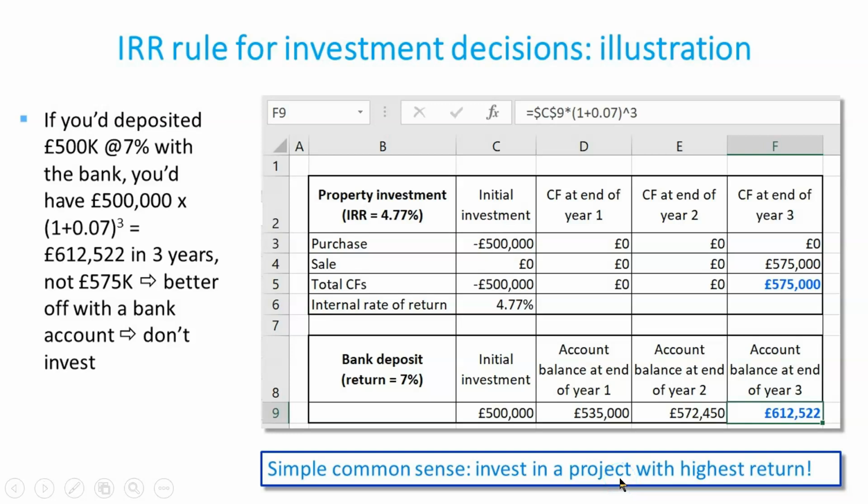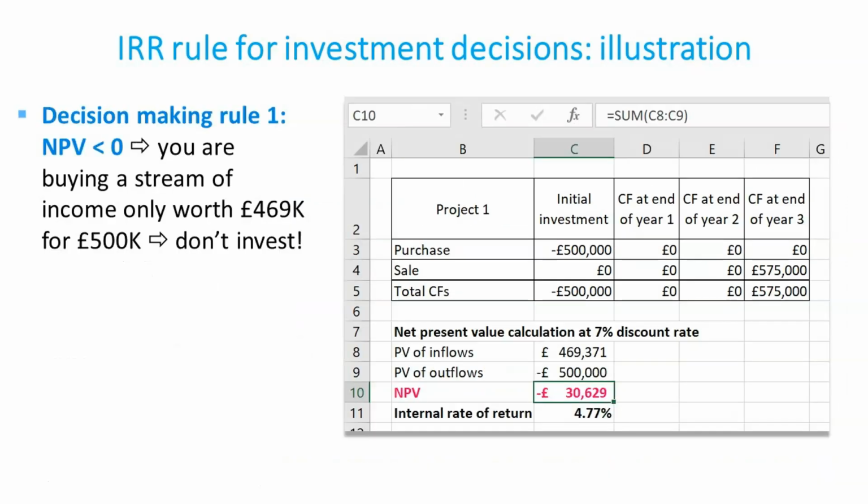So this particular property is not as good compared to the bank account. We should not go for it. When we have a choice between two projects, apparently we should invest in a project which generates highest return. And in this case, it's a bank account with a return of 7% rather than 4.77%. So this is an example of how we can use internal rate of return rule for investment decisions. And again, this table allows us to reach the same conclusion based on net present value. We know that we should only invest when net present value of a project is positive. In this particular case, it's negative. It's minus £30,000. We are worse off, and we should not invest.